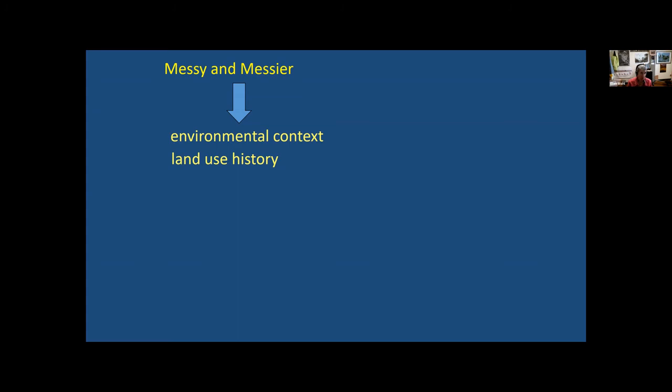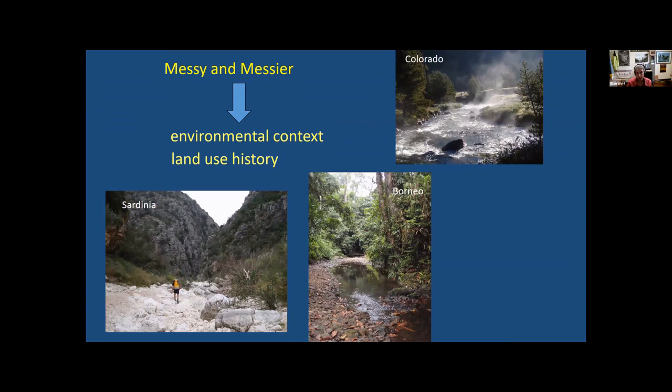You can have some restoration of heterogeneity and ecosystem benefits, even if there are still human constraints and land use constraints. So the environmental context, you know, three randomly chosen places around the world, Sardinia, Borneo, Colorado. I've been focusing on beaver dams and log jams in the mountain streams of Colorado. Those are not sources of heterogeneity much at all in Sardinia and Borneo, but there are other processes that create heterogeneity.